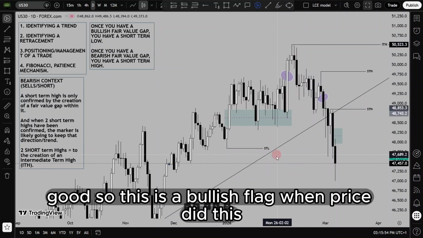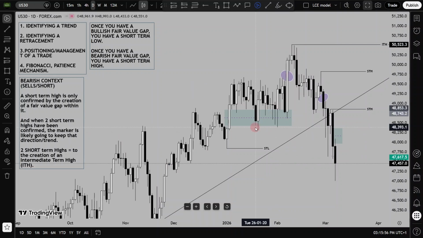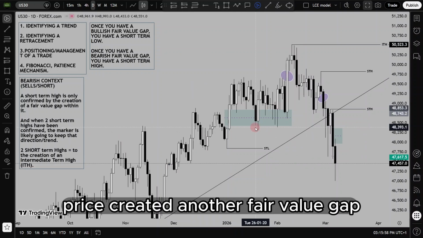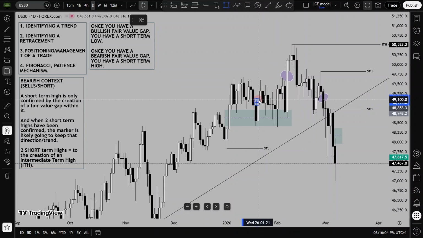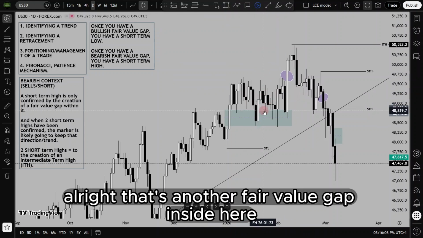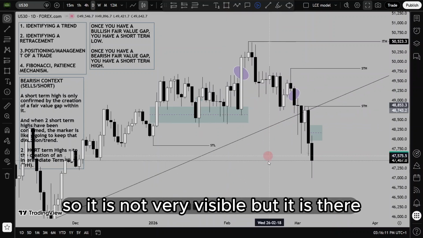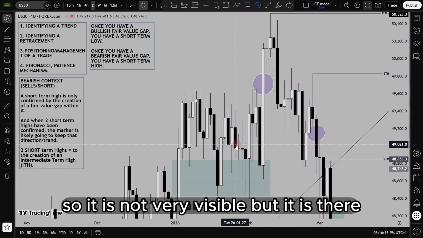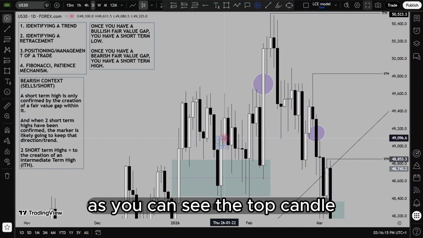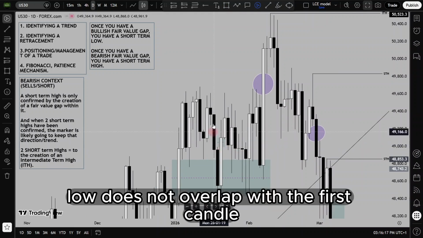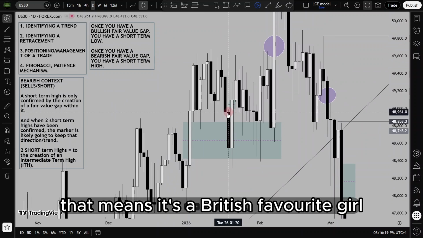And when price did this, price created another fair value gap, a tiny one over here. That's another fair value gap inside here. It is there, but it is small, so it is not very visible. But it is there. As you can see, the third candle low does not overlap with the first candle. That means it's a bullish fair value gap.